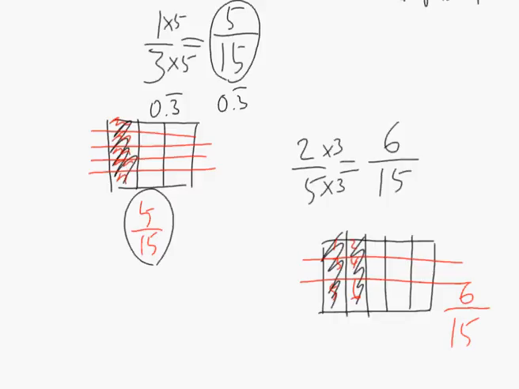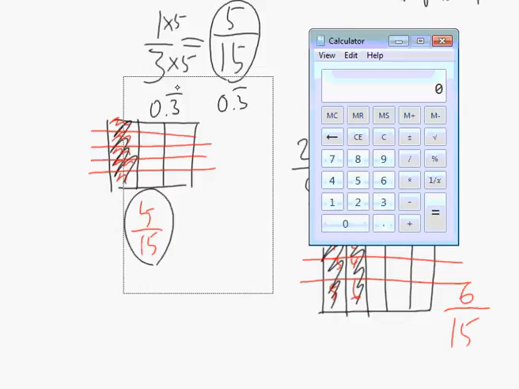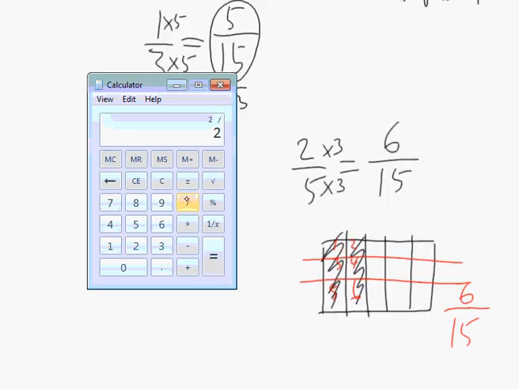And again, if I wanted to change them both to decimals, I can take my calculator and go 2 divided by 5, which is decimal 0.4. Or I can go 6 divided by 15, which also represents decimal 0.4, or 40% of a chocolate bar.